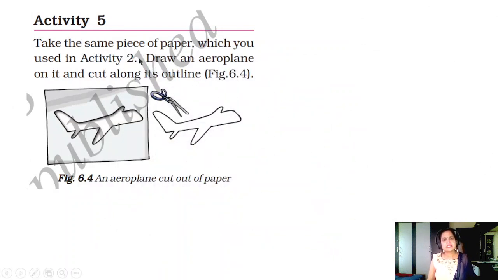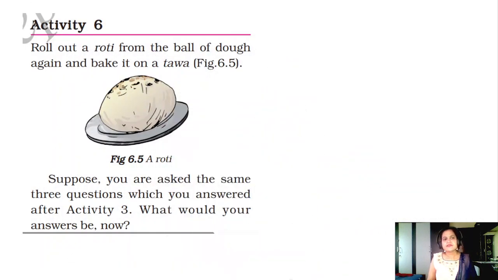Activity 5. Take the same piece of paper which you used in activity 2, draw an aeroplane on it and cut along its outline. After cutting, you will not get back the same paper, only an aeroplane cut out of the paper. Activity 6. Roll out a roti from the ball of dough again and bake it on the tawa. After baking, you will not get the dough back again. Suppose you are asked the same three questions which you answered after activity 3, what would your answer be now? These are not reversible.